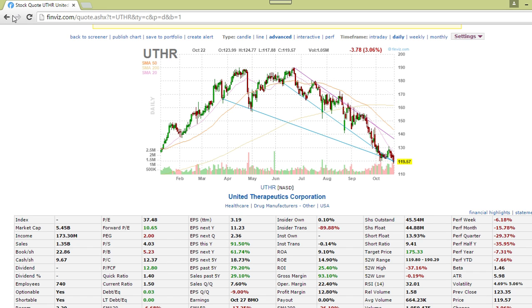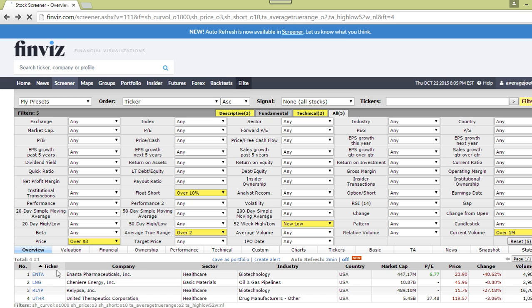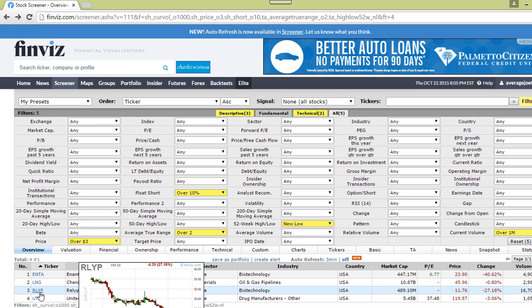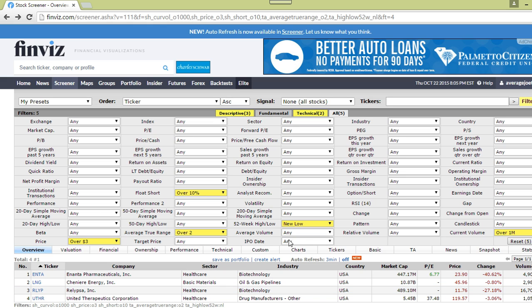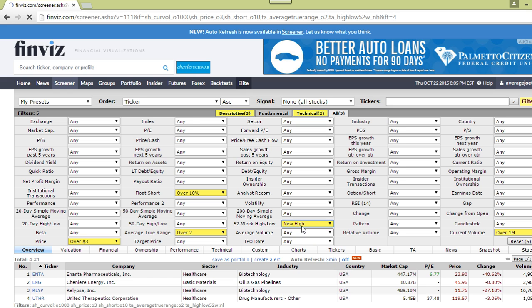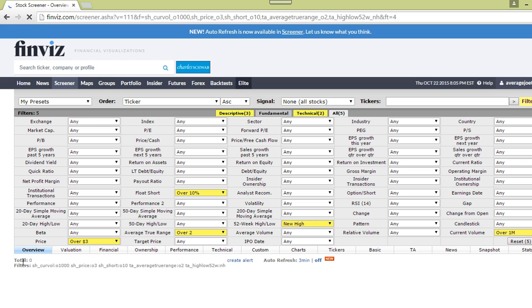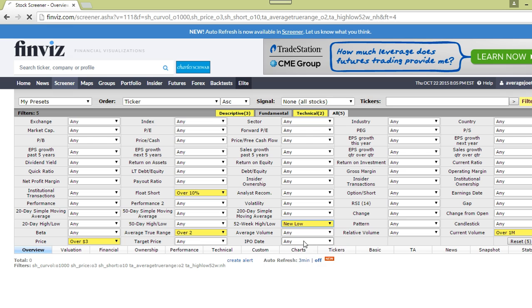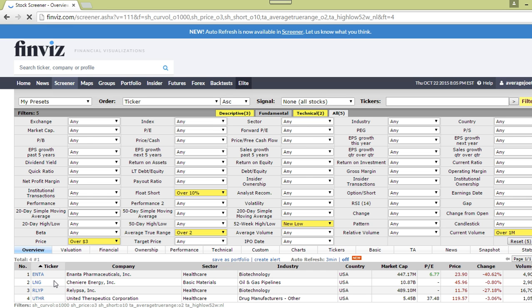So far, for tomorrow, I've got ENTA and RLYP. Those are the two tickers that I'm going to watch. Now, the other thing I do is I look to see if there are any that made a new high. There are none that made a new high, so I'm only going to have two tickers on my watch going into the morning. Unless something pops up tonight that may interest me, this is all I'm going to have on my watch.